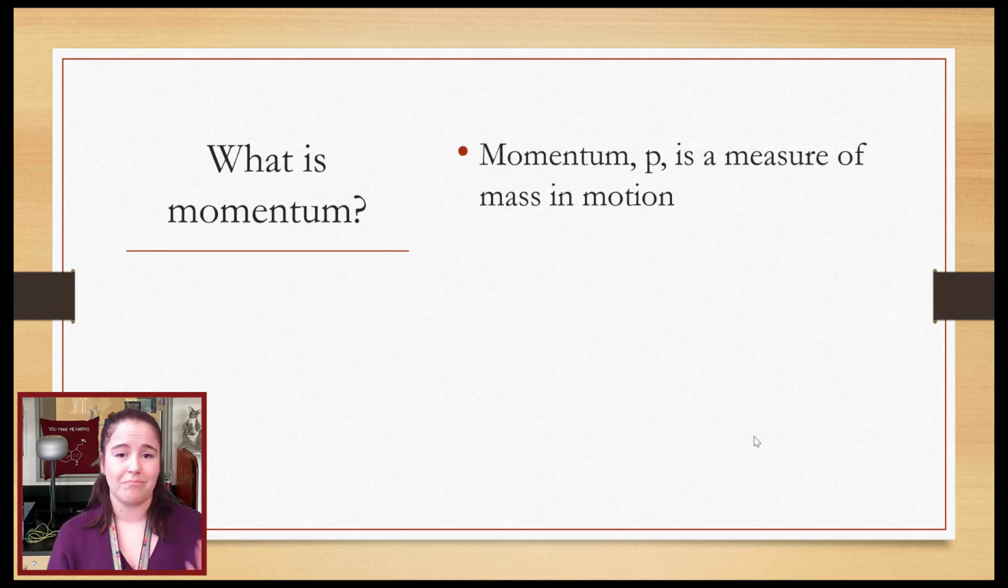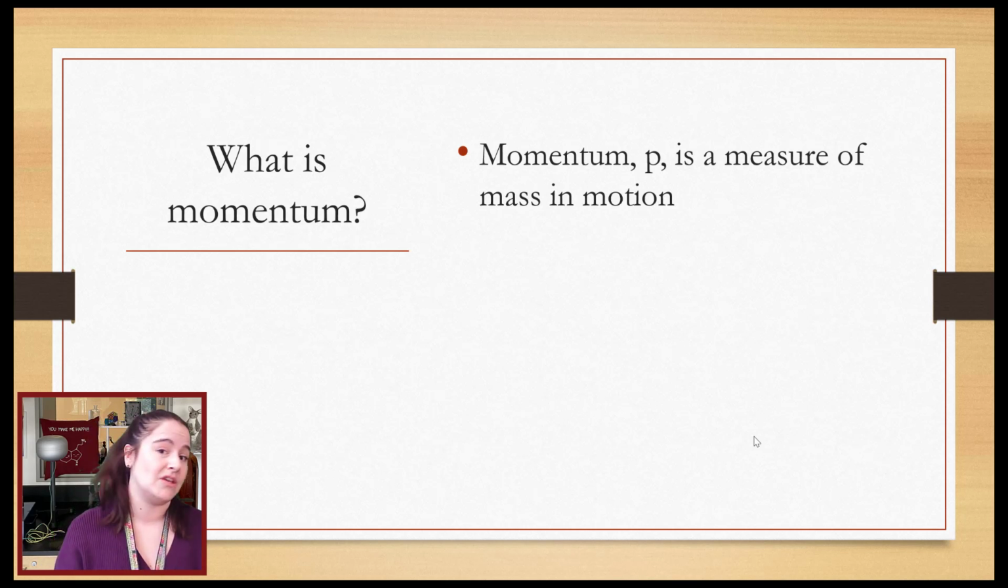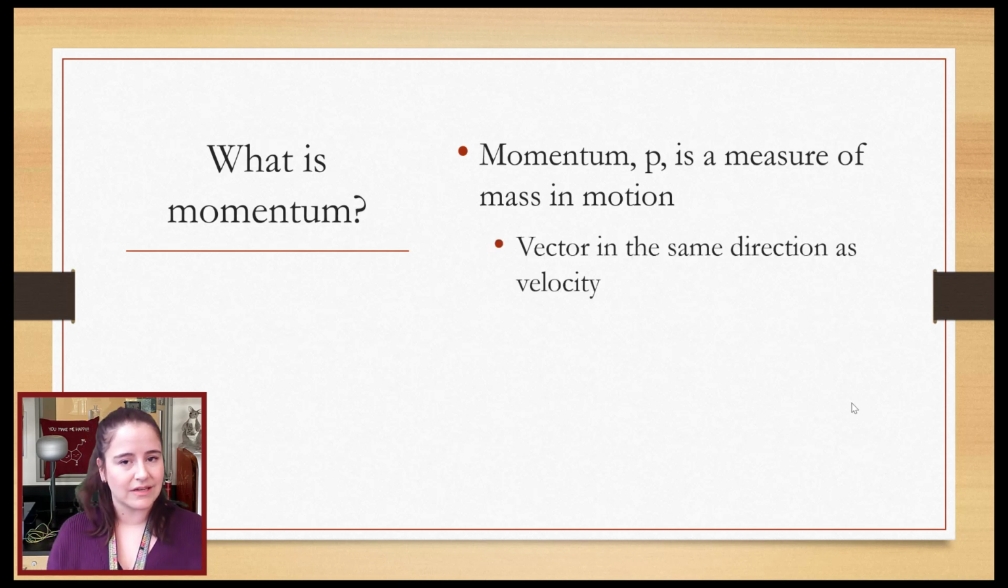Momentum is a measure of mass in motion. And unfortunately, we ran out of m's to use for momentum because we already used m for mass in a lot of our formulas, and then m as a unit is for meters. So momentum gets a p. Now, momentum is a vector quantity, so it has a direction. It will always be in the same direction as the velocity.